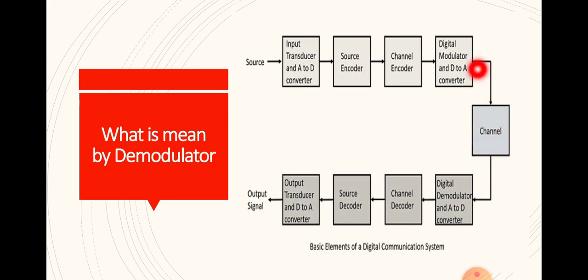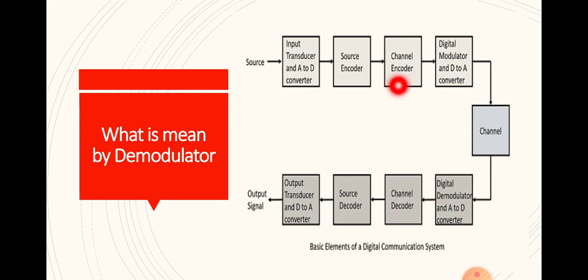In wired communication the channel must be a wire or cable. In wireless communication the channel may be free space. So accordingly the wave travels and arrives at the receiver. The first block is the digital demodulator or A to D converter. I told you the demodulator is the exact reverse process of modulation. It separates the carrier from the modulating signal, and the incoming signal in analog form is converted into digital form with the help of the analog to digital converter.